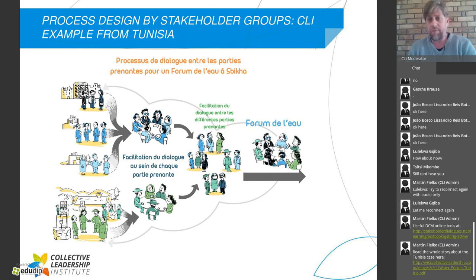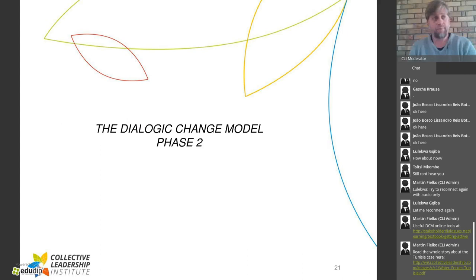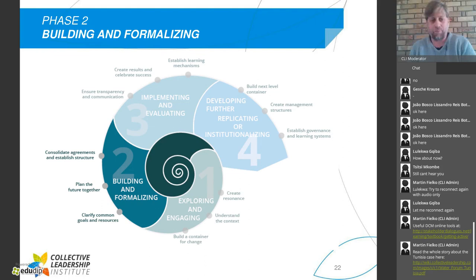This was part of her work. She was doing this work on her own with one of our other colleagues in Zambia, and this is a case that she's going to present. But let me bring you a little bit through the dialogic change model phase two. In phase two, you can see where we're building and formalizing, and this phase is about clarifying goals, making a common plan and starting to plan how you're going to bring this forwards. And towards the end of that phase two, it's really about establishing agreements, whether they be terms of reference or solid project plans for moving things forwards, and commitments to moving the project or multi-stakeholder initiative to the implementation phase.